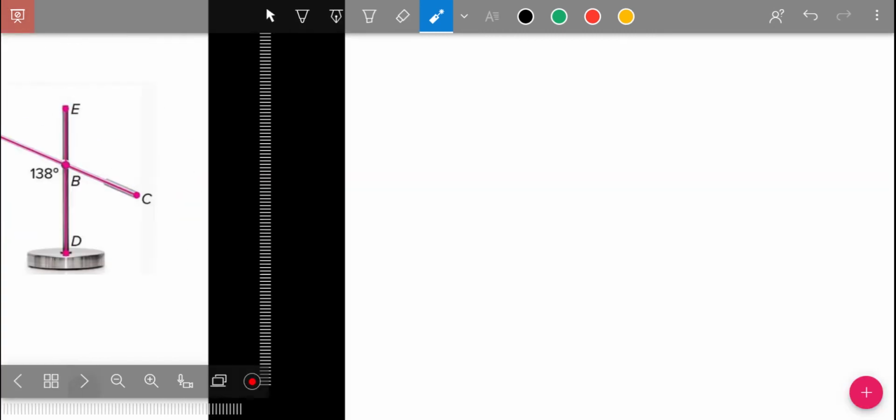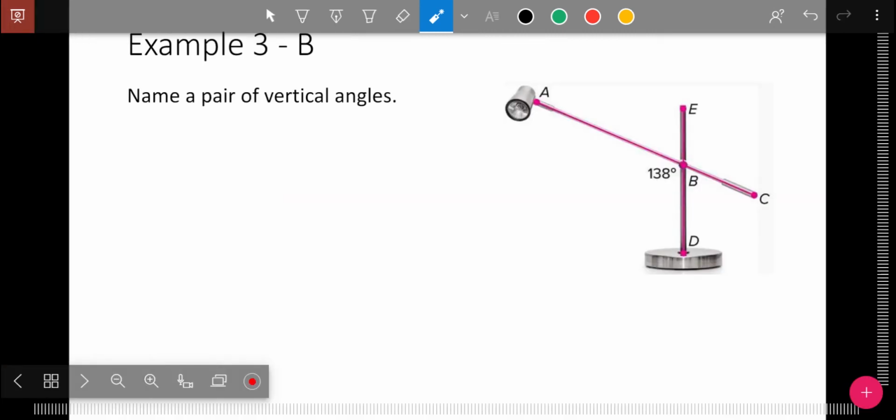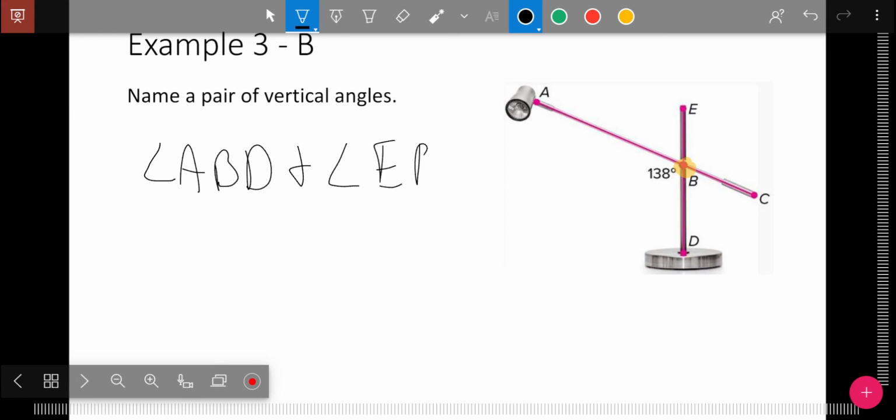Let's talk about the next one, which is vertical angles. So they're going to share a common endpoint or common vertex. So I got to work around B here. And they need to be across from each other. So there's 2 sets here. I could do this one here and this one here. They're across, or I could do this one here and this one here. Okay. And so either angle A, B, D and angle E, B, C.